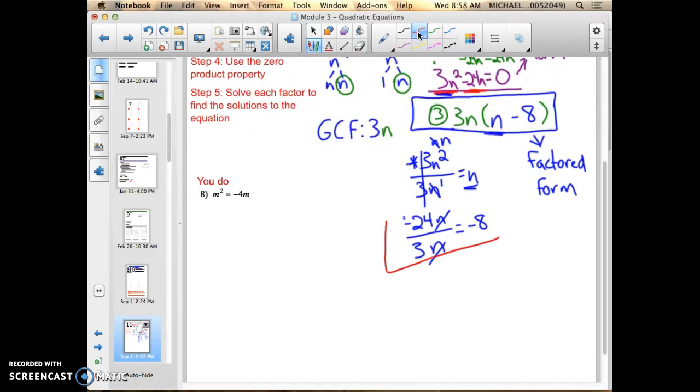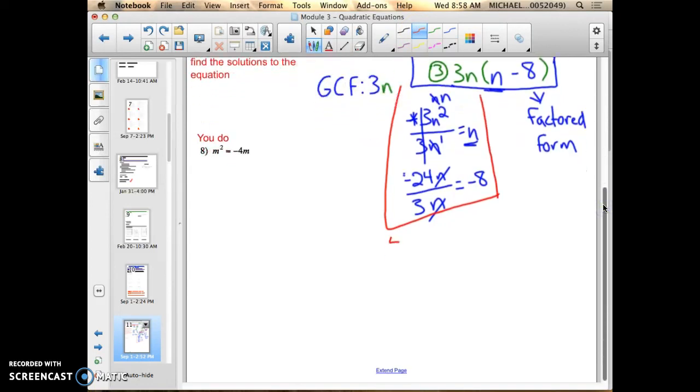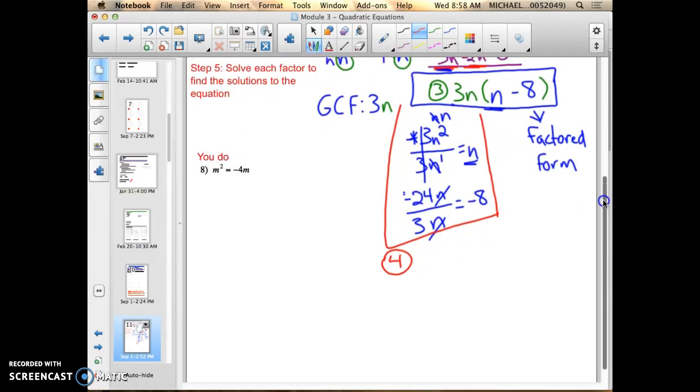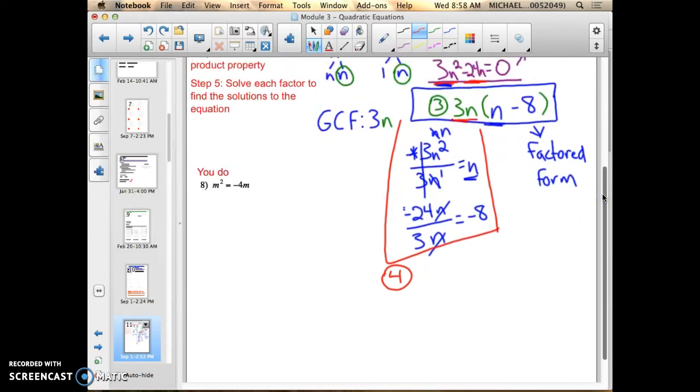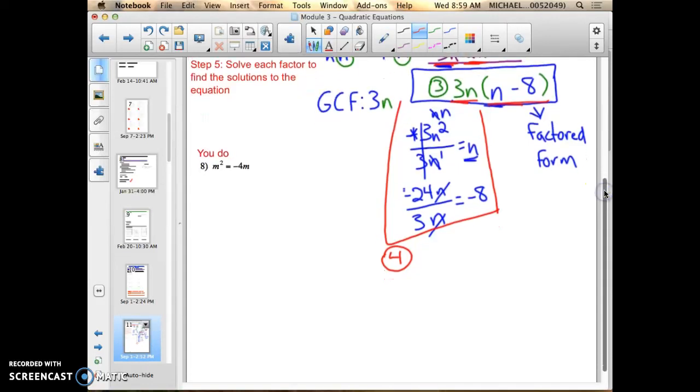I'm going to kind of box off this side work. I'm going to do step 4 down here. So each factor, 3n, and then in this case, n minus 8, those are both factors, all right? 3n is by itself, and n minus 8 is trapped in those parentheses. I'm going to set each of those factors, because technically this is equal to 0, so make that go around like that. Everything is equal to 0 because they're equations. Each one of these factors I'm going to set equal to 0, all right?